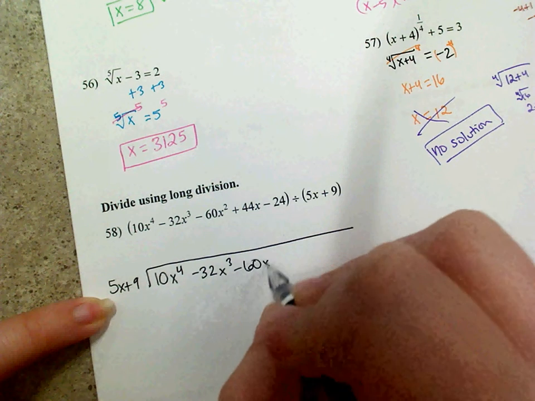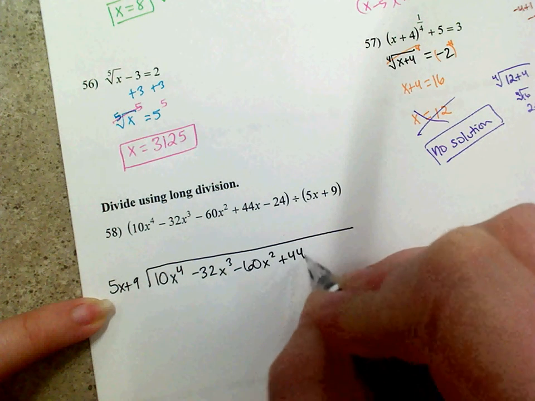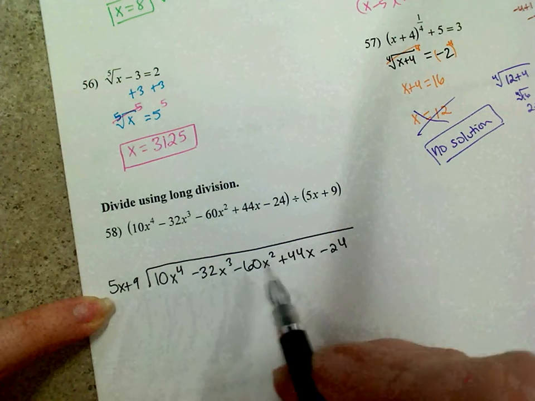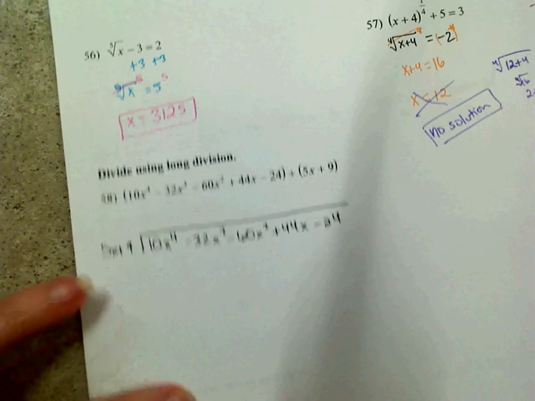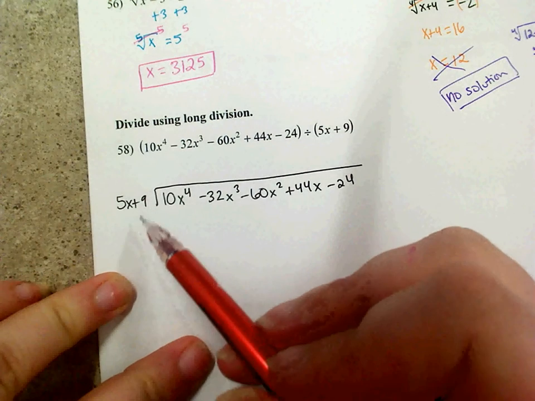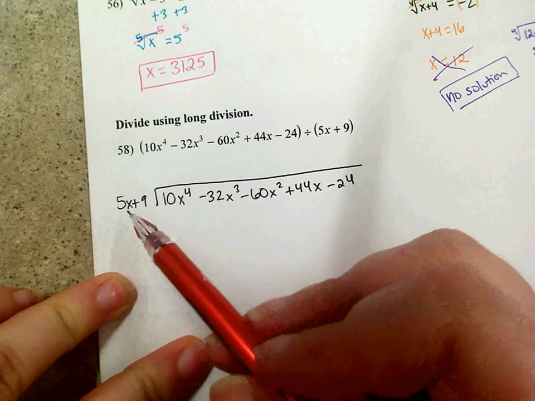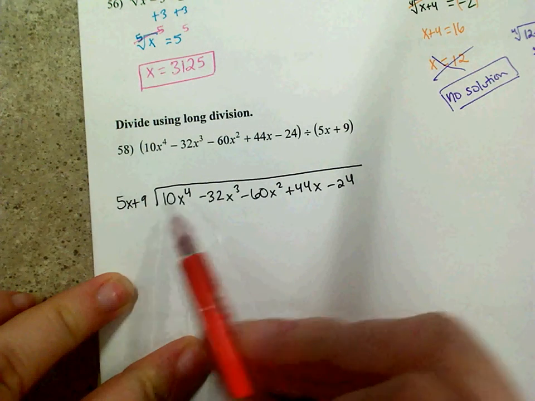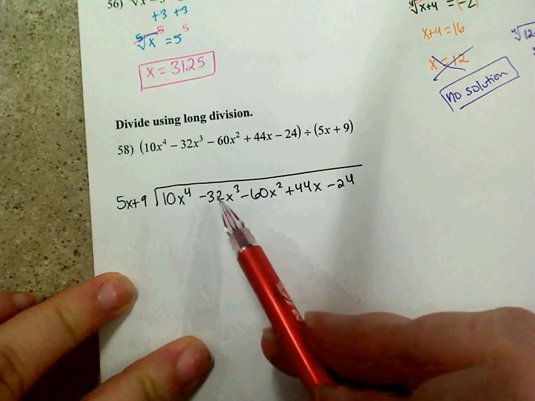So something always to think about when you're doing division, either long or synthetic, is are you missing any terms? 4, 3, 2, 1, none, and we're not. And if we were missing some, then we would have to do placeholders. Okay. So the question you ask yourself is, what do I need to multiply 5x by to get 10x to the fourth? And remember that a binomial cannot go into a monomial, so whatever I figure out, the answer is going to have to go above the cubic, okay?